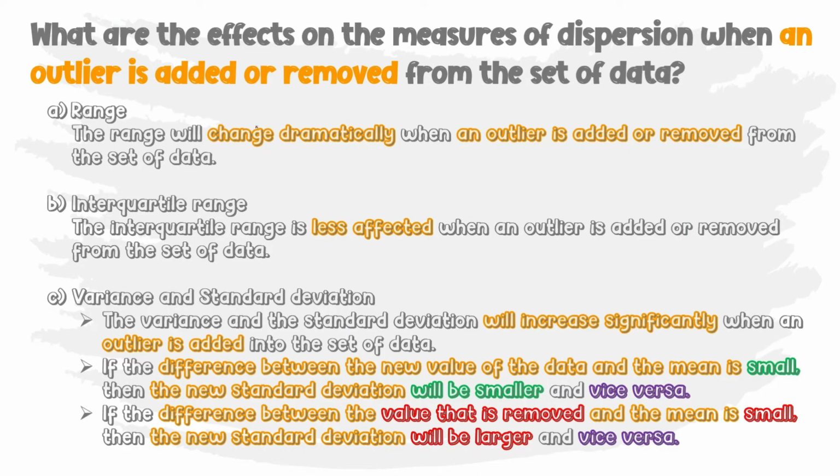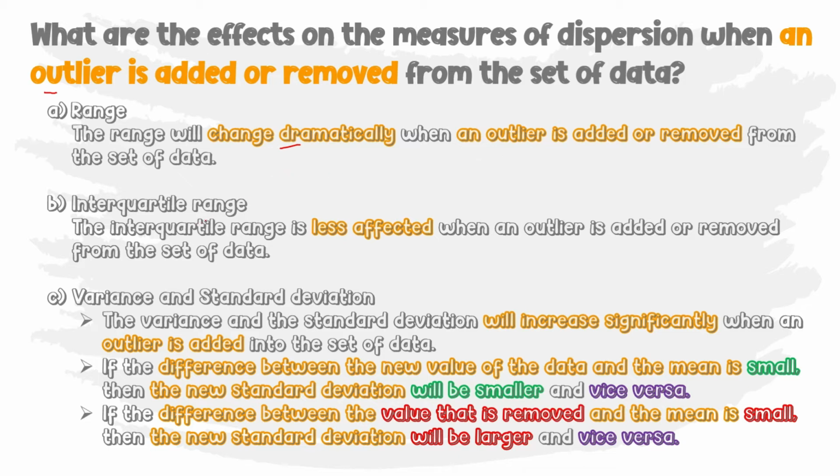Now, what are the effects on the measures of dispersion when an outlier is added or removed from a set of data? What is an outlier? An outlier is a new value that is out of range, either a minimum value or a maximum value. Only one value is added to or removed from the existing data set. So what will happen to the range? The range will change dramatically because of the outlier being added or removed from the set of data.